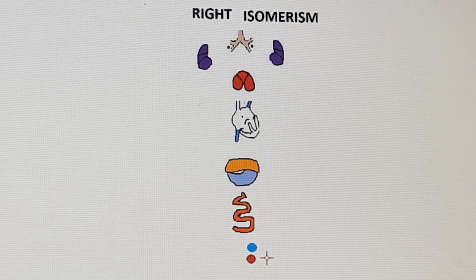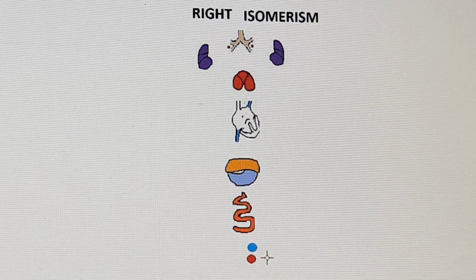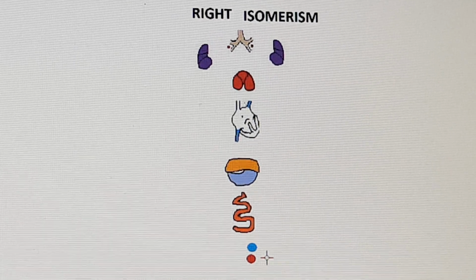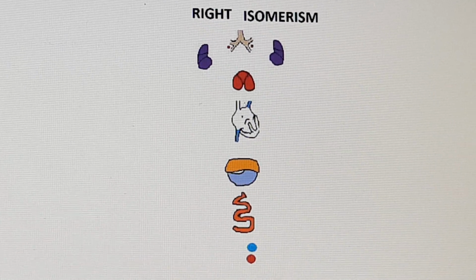This is Dr. Pradeep Srinivasan, who has tried to simplify heterotaxy syndromes with the help of simple line diagrams.